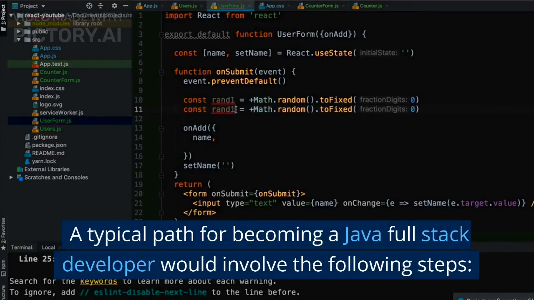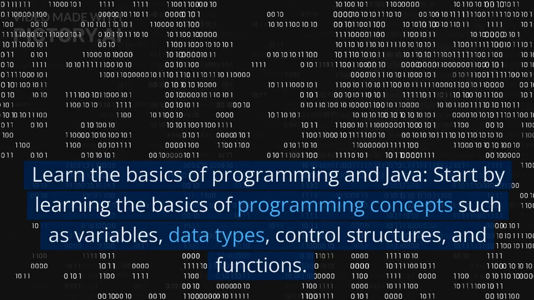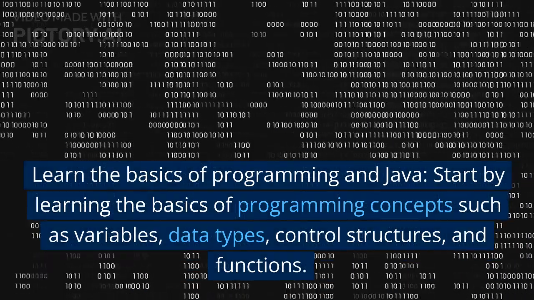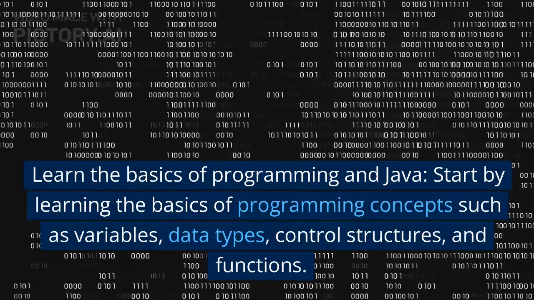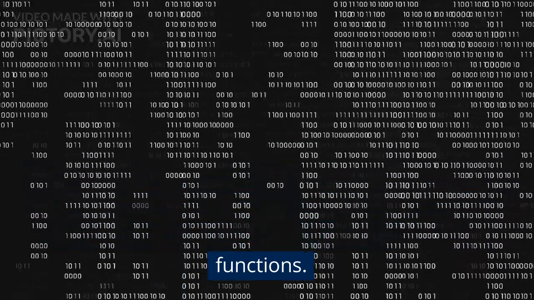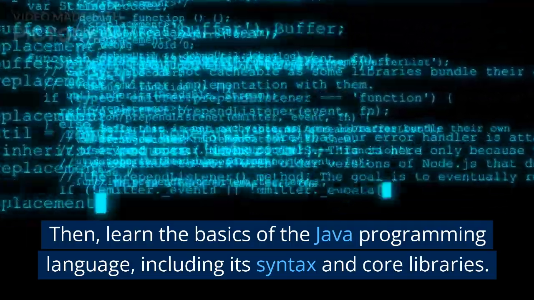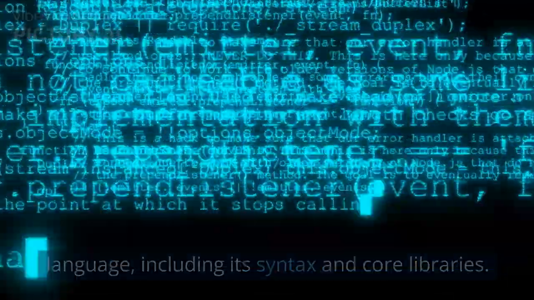A typical path for becoming a Java full-stack developer would involve the following steps. Learn the basics of programming and Java. Start by learning the basics of programming concepts such as variables, data types, control structures, and functions. Then, learn the basics of the Java programming language, including its syntax and core libraries.